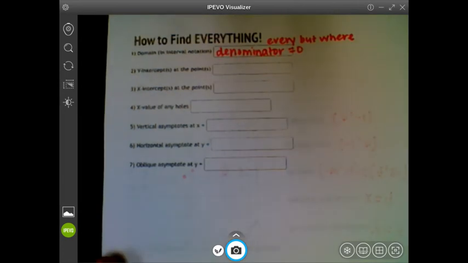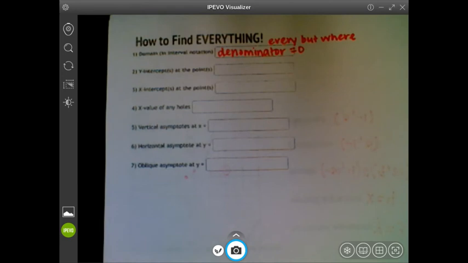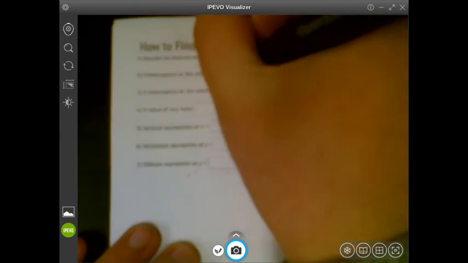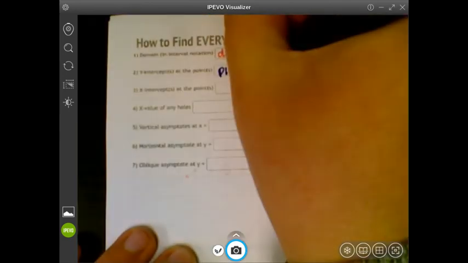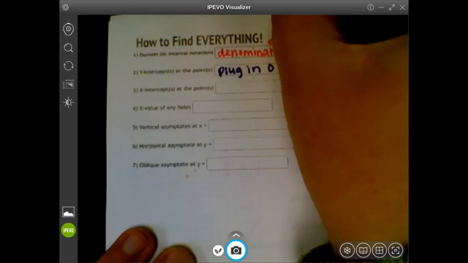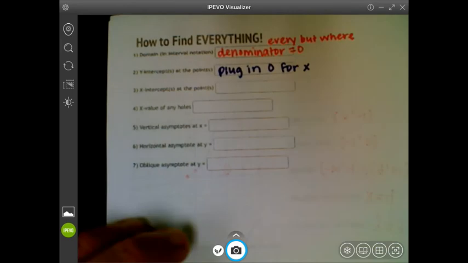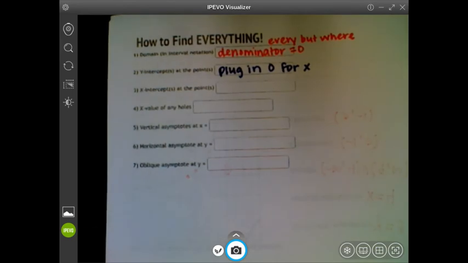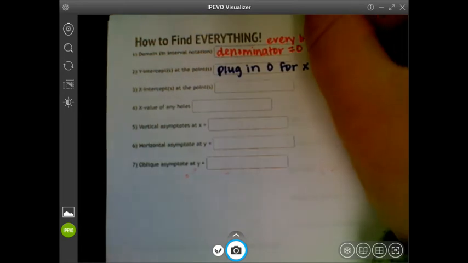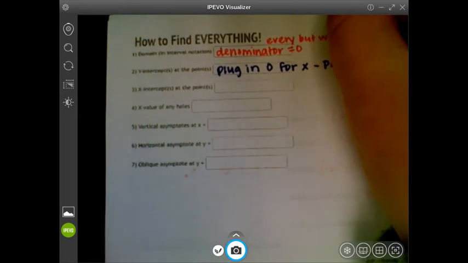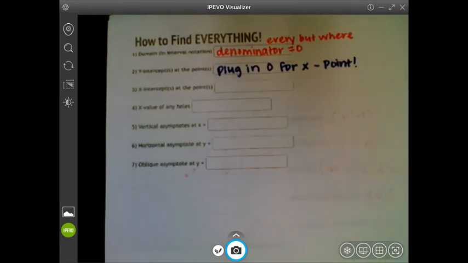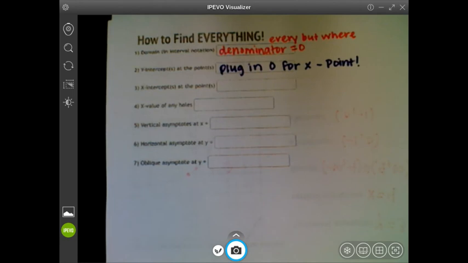The y-intercepts, if you ever want to find a y-intercept, all you have to do is plug in 0 for your x's. Every single x turns into a 0 and do the calculation. It'll tell you the y-intercept. And then one other thing, make sure you write it as a point, a coordinate point. If you don't put it as a coordinate point, it's going to be marked wrong.